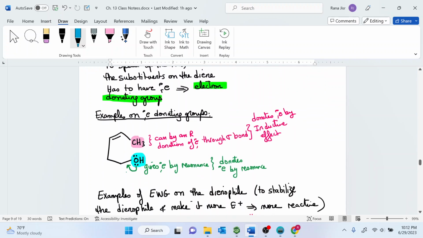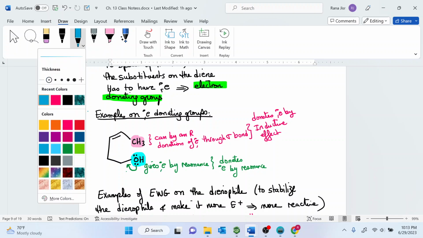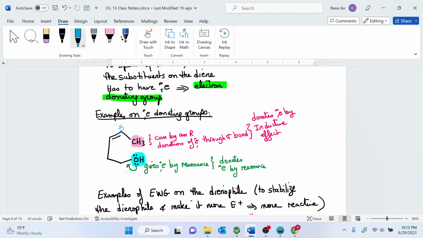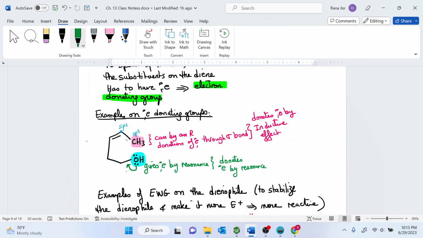We do have multiple examples of electron donating groups. So if you have an sp3 hybrid carbon, that sp3 hybrid carbon can donate electrons to the sp2 hybrid carbon by simple inductive effect. We've talked about inductive effect in organic 1. So you have an sp2 carbon versus an sp3 carbon in there. And we said that inductive effect is the pull of electrons through the sigma bond due to the difference in electronegativity. The sp2 is more electronegative than the sp3.